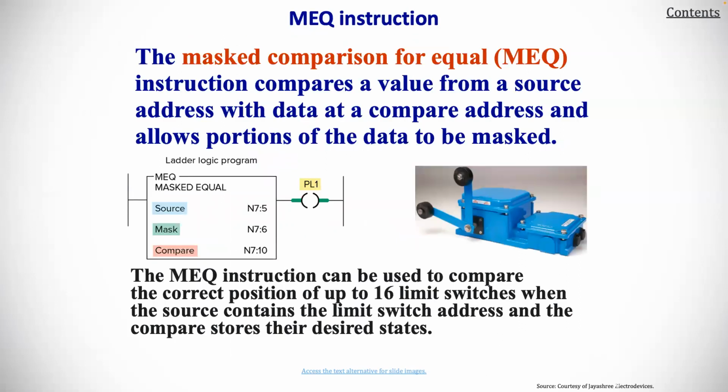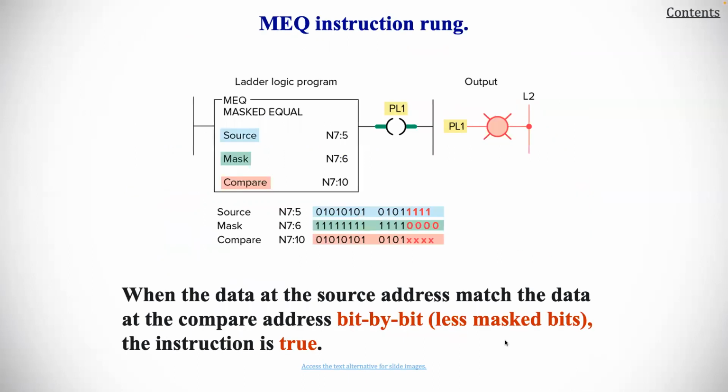The MEQ, the mask compare for equal instruction, compares a value from a source address with data at a compare address and allows portions of the data to be masked. The MEQ instruction can be used to compare the correct position of up to 16 limit switches when the source contains the limit switch addresses and the compare stores their desired states. The MEQ instruction runs when the data at the source address matches the data at the compare address bit by bit, less masked bits, and then the instruction is true. So that's a quick synopsis of some of the various instructions.